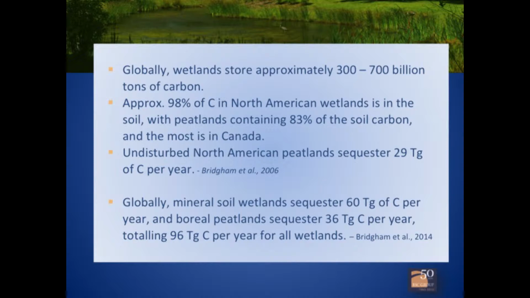Some other rates of carbon sequestration in wetland soils: 60 teragrams per year from mineral soil wetlands. Another study showed boreal peatlands at 36 teragrams. So different studies, again, are going to have slightly different amounts. A teragram is 1 trillion grams. A million tons.